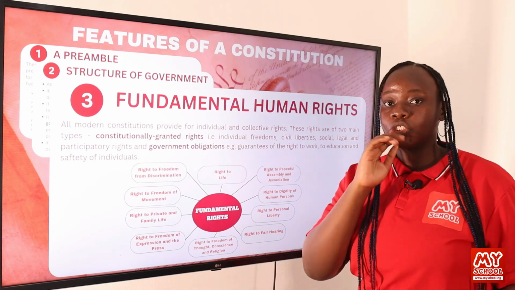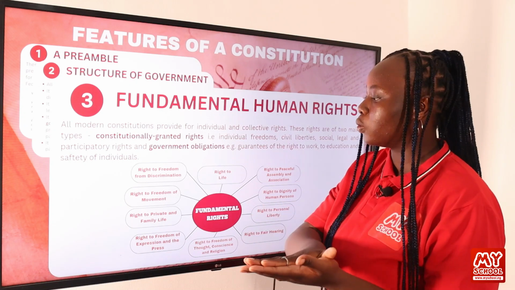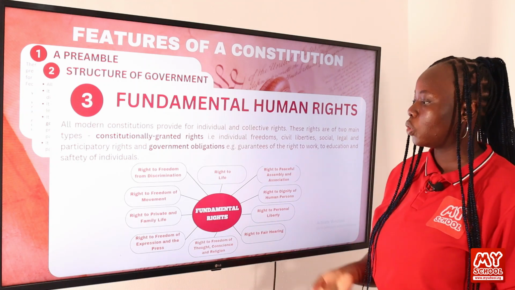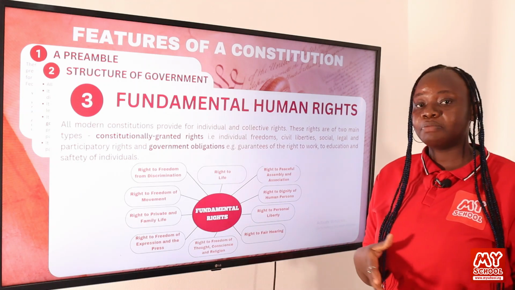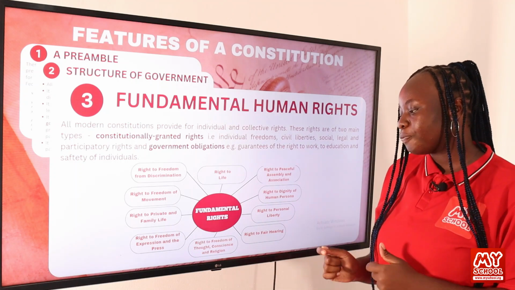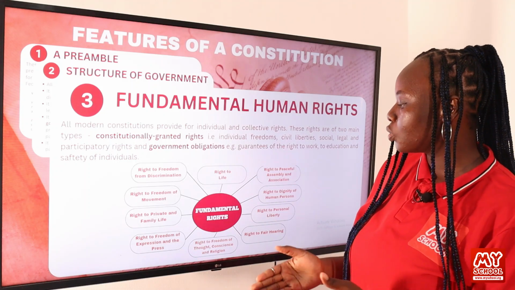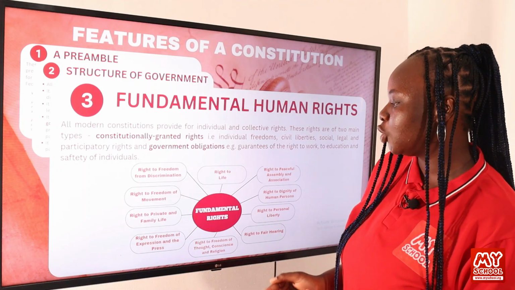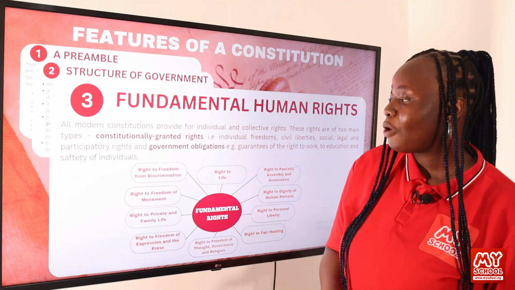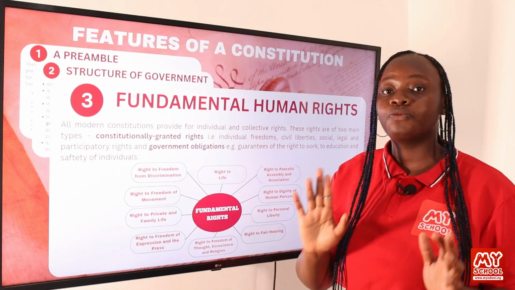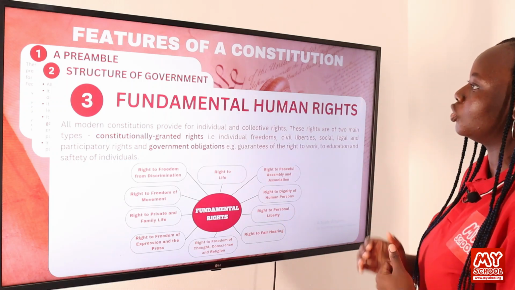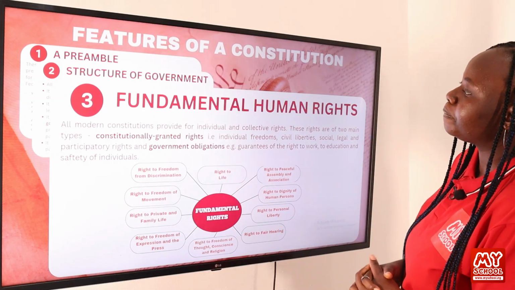So for the Nigerian Constitution, it is stated in Chapter 4 of the 1999 Constitution. And these are the fundamental rights that are stated in the Nigerian Constitution. We have right to life, right to peaceful assembly and association, right to dignity of human persons, right to personal liberty, right to fair hearing, right to freedom of thoughts, conscience, and religion, right to freedom of expression and the press, right to private and family life, right to freedom of movement, and right to freedom from discrimination. So these are all the fundamental rights stated in Chapter 4 of the Nigerian Constitution. Now let's move on to the next slide.